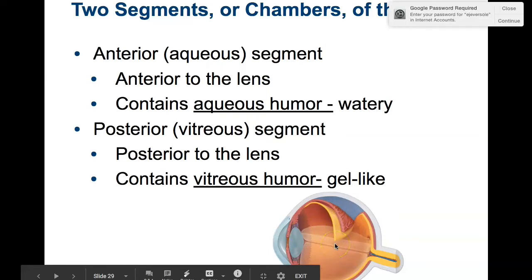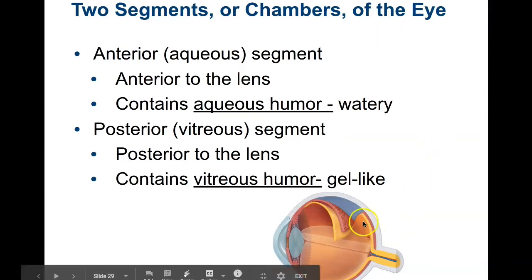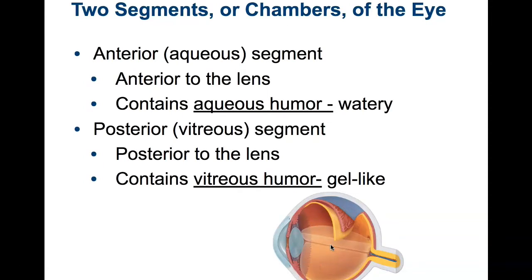And if they're not inflated properly, then we can't produce the correct image on the back of our retinas. And so it's important that we have just the right amount. Too much can actually cause damage, and too little can cause us to have poor eyesight as well.